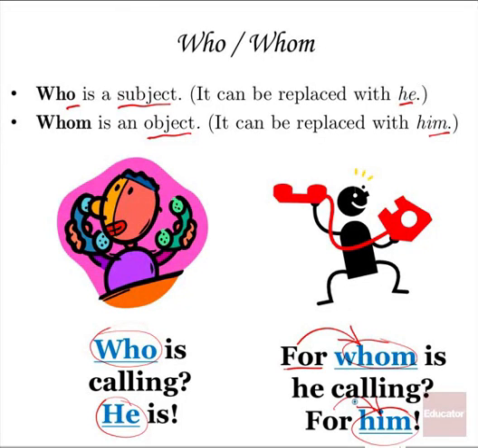Now, the reason he and him is helpful here is because if you switch them, it doesn't work at all. You wouldn't say him is calling. No, you'd say he is. So it should be who is calling. You wouldn't say, I'm calling for he. You would say, I'm calling for him. Therefore, for whom am I calling? This is how to tell who and whom. Just remember he and him. Who is he and whom is him?